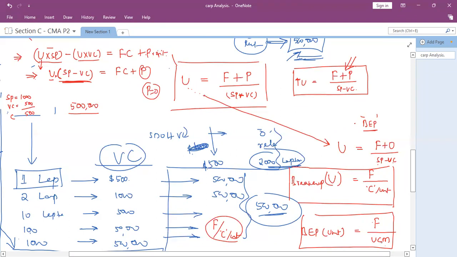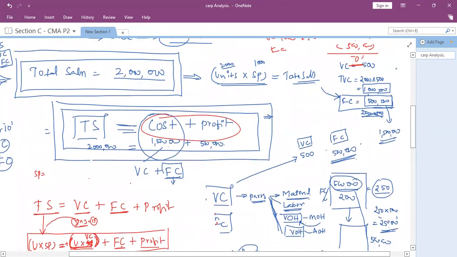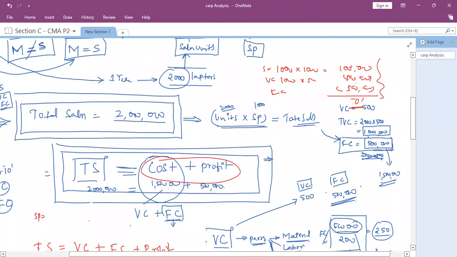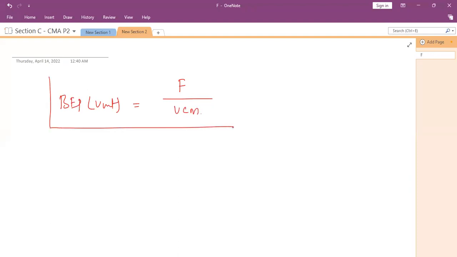Fixed cost by unit contribution margin. Fixed cost 500,000 by contribution 500; 1,000 units you have to say. So now tell me, it is equal to how many units? Break-even units, how much in this example? 1000. Is it true here? Yes, sir. This is the point. Therefore, break-even point in units is equal to fixed cost by unit contribution margin. This you will see in the textbook.